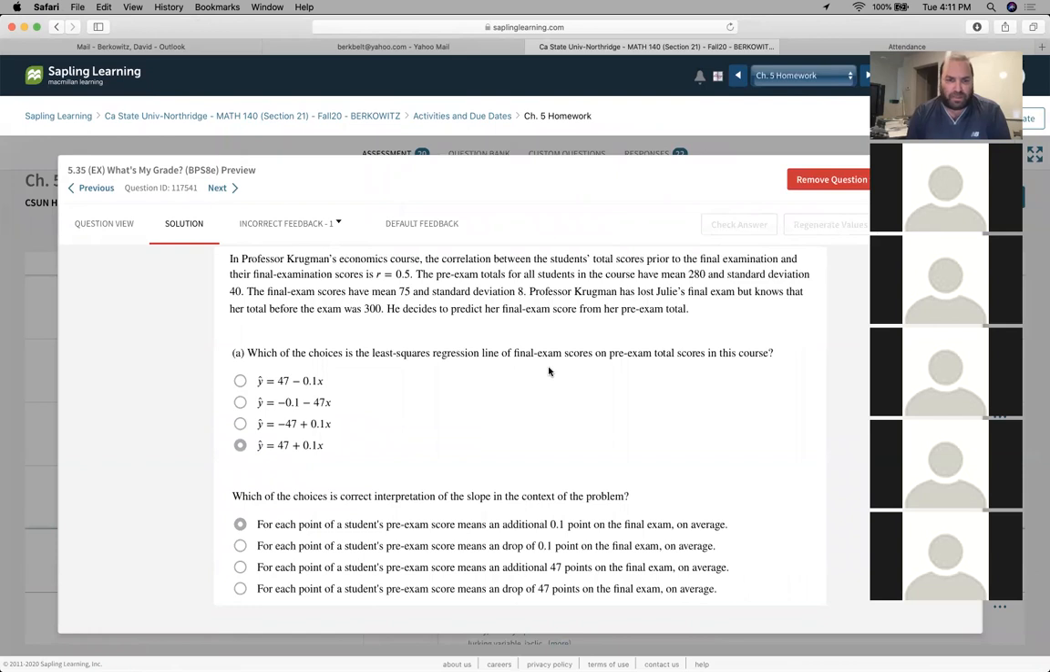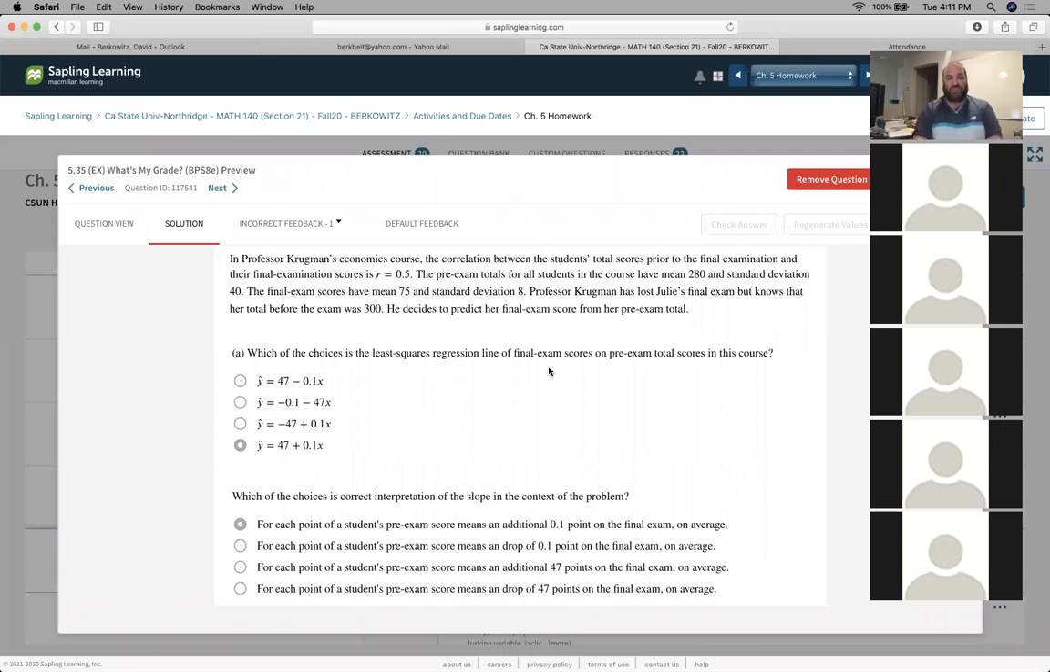In Professor Krugman's economics course, the correlation between the students' total score prior to the final and their final examination scores is R equals 0.5. The pre-exam totals for all students in the course have a mean of 280 and a standard deviation of 40. That's your X bar and your S sub X. The final exam scores have a mean of 75 and a standard deviation of 8. That is Y bar and S sub Y. And we were also given R is equal to 0.5. Professor Krugman had lost Julie's final exam, but knows that her total before the exam score was 300. So he decides to predict her final exam score from her pre-exam total.